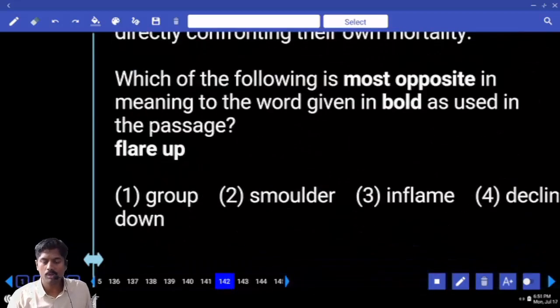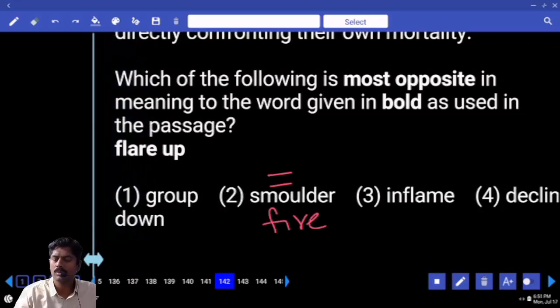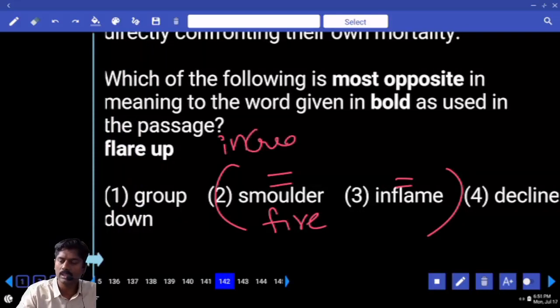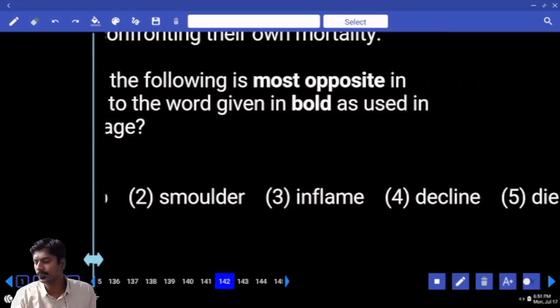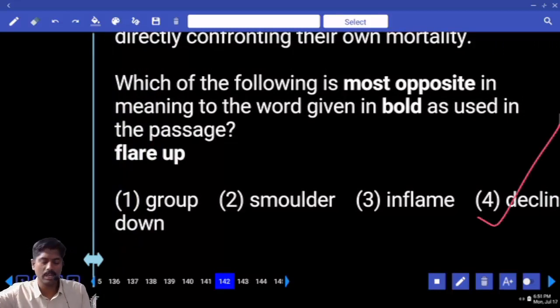Flare means creating fire, same meaning. In flame also the same thing, creating fire. So in this context the meaning of increase came. Increase, so the answer is the fourth one; the opposite is decline or die down. Decline or die down. I can take decline.